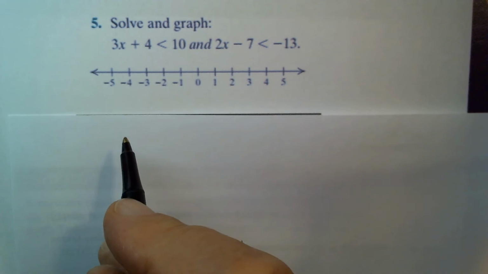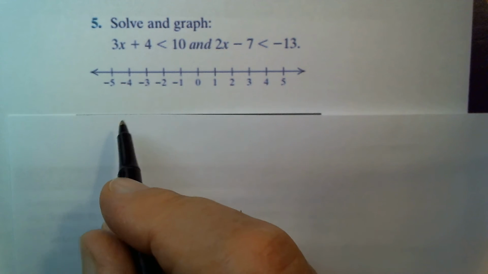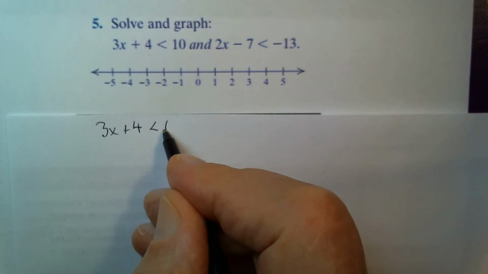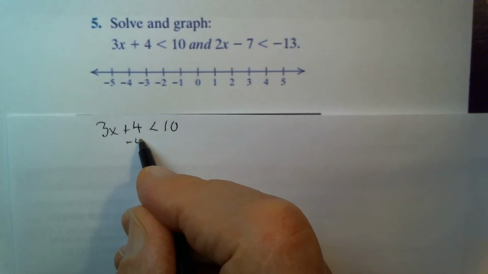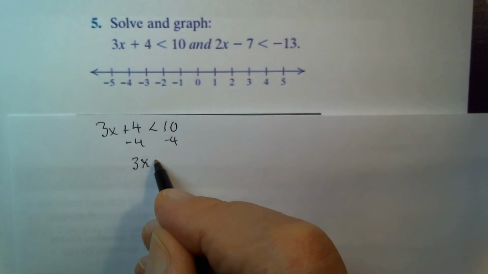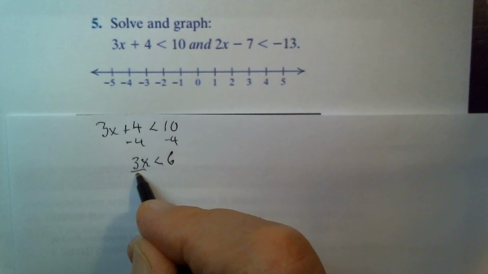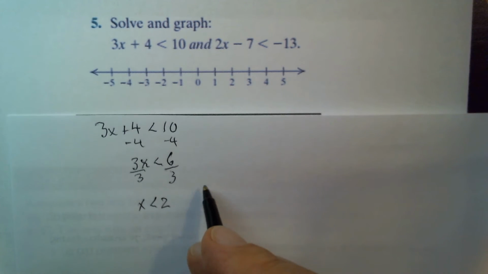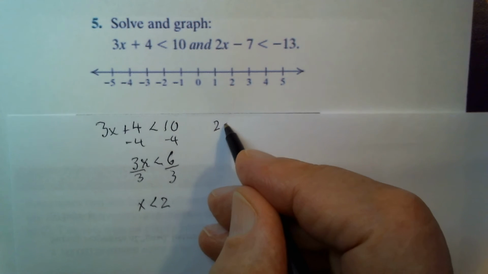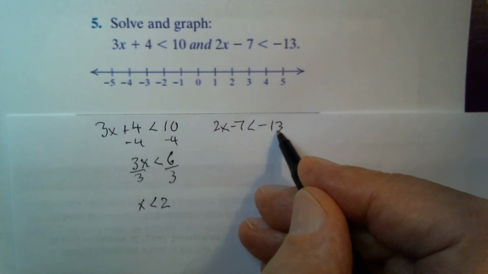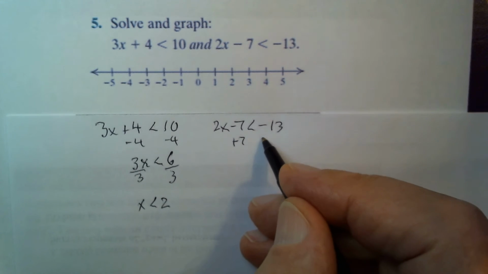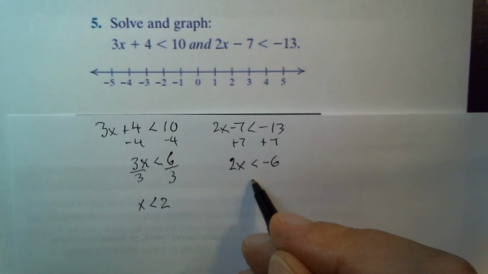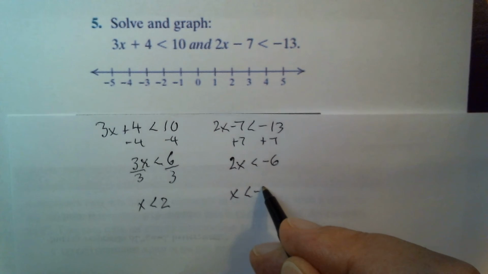For example 5, we are supposed to solve and graph this conjunction here. So we solve the first inequality, 3x plus 4 less than 10. We solve that by subtracting 4 on both sides. So we get 3x is less than 6. Then we divide both sides by 3. So x is less than 2. The other part, we have 2x minus 7 less than minus 13. So we add 7 to both sides of the inequality. So we find that 2x is less than negative 6, or x is less than negative 3.